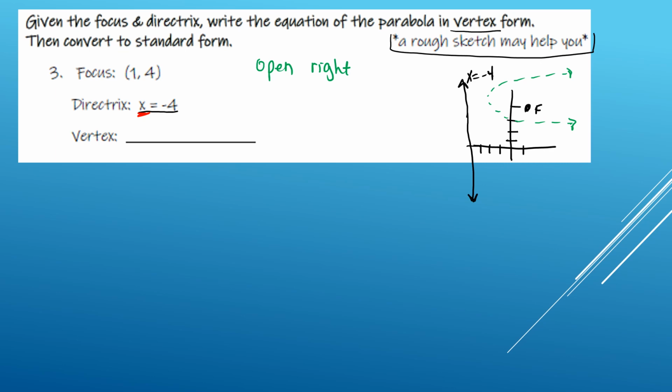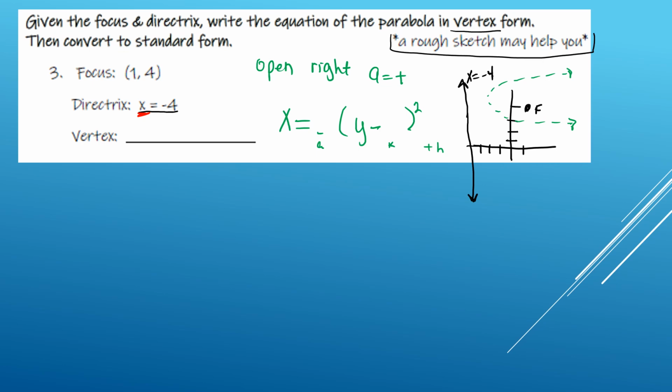Well, if it opens to the right, I know two things. One, my a value has to be positive. And two, more importantly, the equation is going to be x equals. So I'm going to go ahead and start my equation: x equals a, leave a space for it, parentheses y minus k, leave a space for it, squared, and then plus h. So we're looking for the leading coefficient and the vertex (h, k). All right.